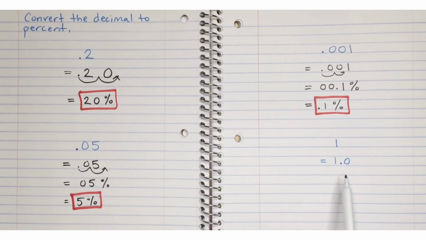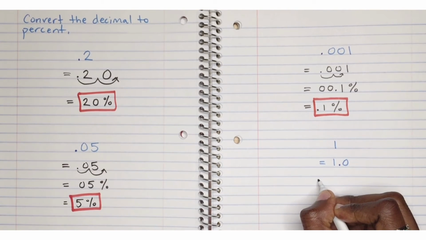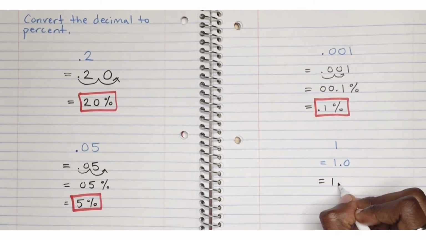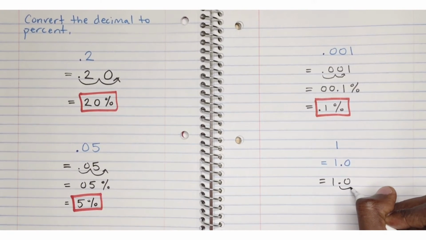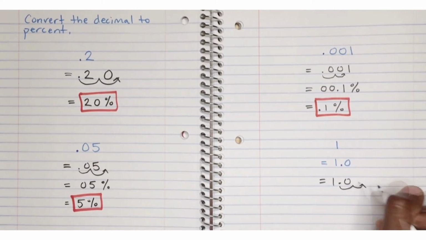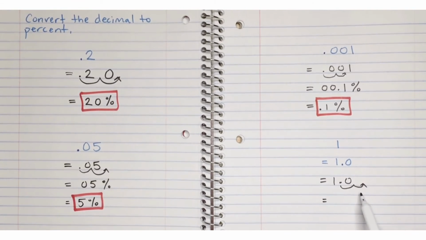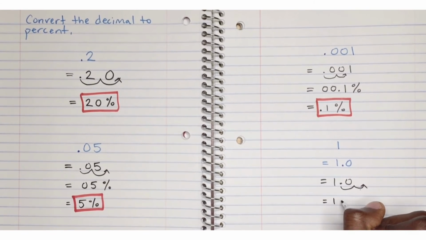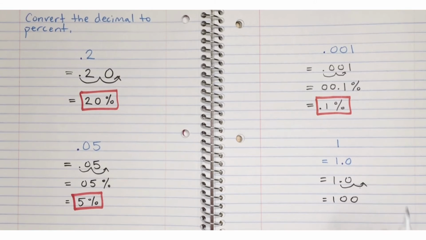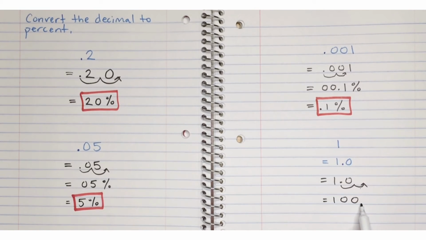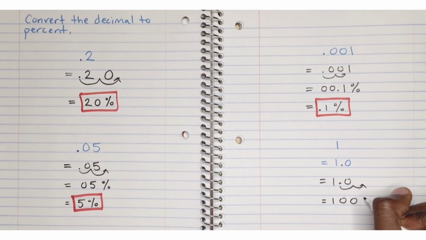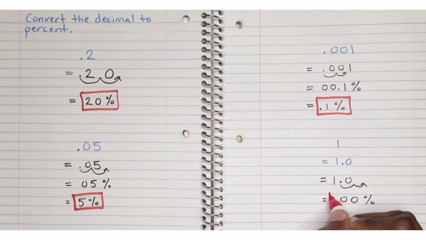Okay? Now that we have it this way, we can do the same process that we did with all the other examples. So the first step, we would obviously rewrite this 1.0, and then we would move the decimal 2 spaces to the right. And we know from earlier that our next step is to fill all the empty spaces with zeros. There's only one empty space here, right here. So we're going to go 1, 0, 0. And then our last step is, instead of putting a decimal here where we moved it, we're just going to put a % sign. And that is your answer.